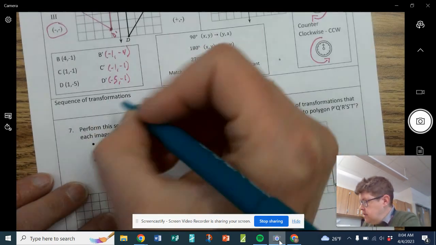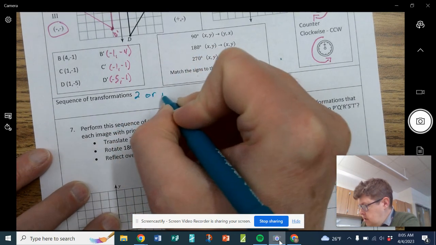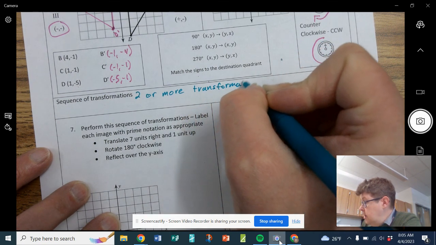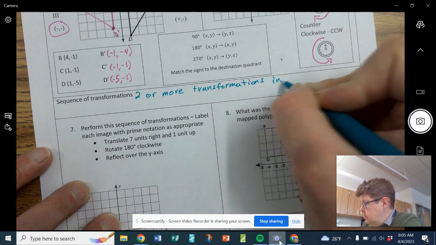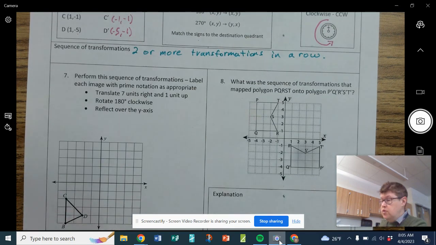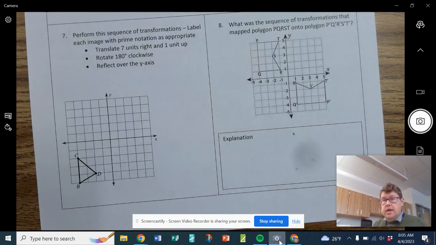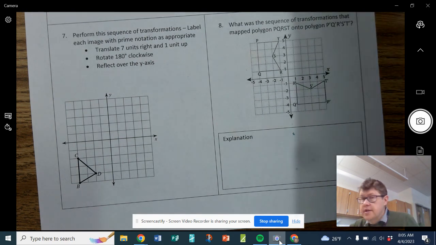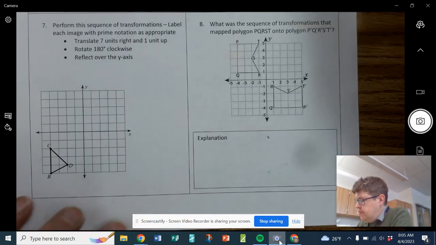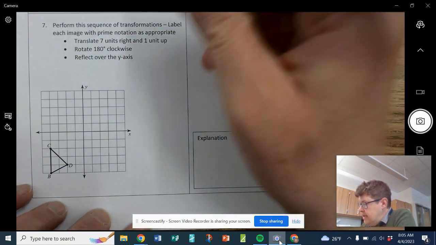A sequence of transformations is just two or more transformations in a row. Okay, and that's all a sequence of transformations is, right? So we can either do them or we can figure out what happened. So two different types of problems: either doing the transformation, or seeing a transformation that has already happened and then telling what happened, basically. Okay, so we're going to perform the sequence of transformations, label each image with prime notation as appropriate.